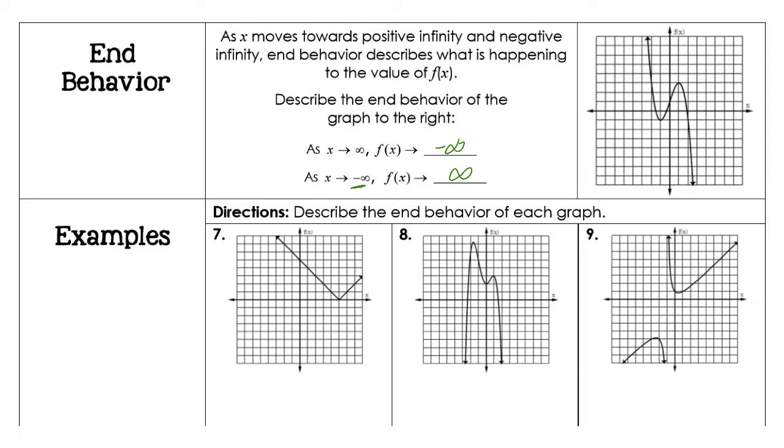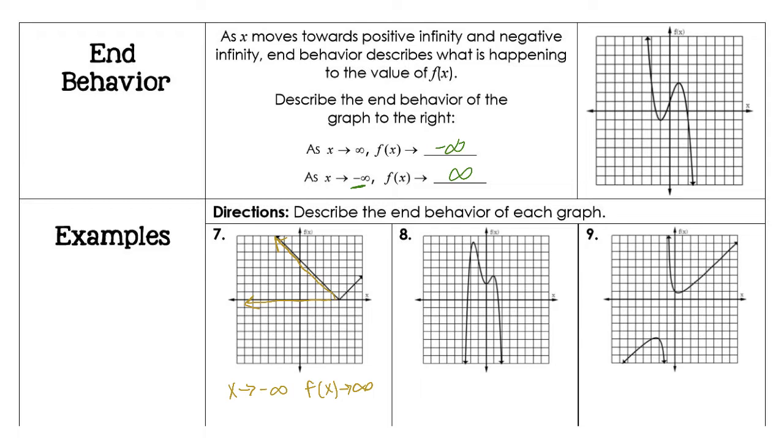Alright, so let's look at our examples, talk about our end behaviors, and we're just interested in x approaching positive or negative infinity. So for number 7, as x approaches negative infinity, what is f of x approaching? Well, notice as x tends this direction, y is increasing without bound, so it is tending toward positive infinity.